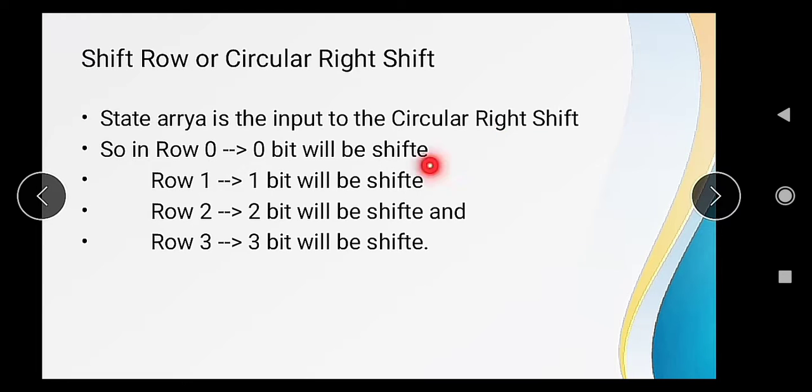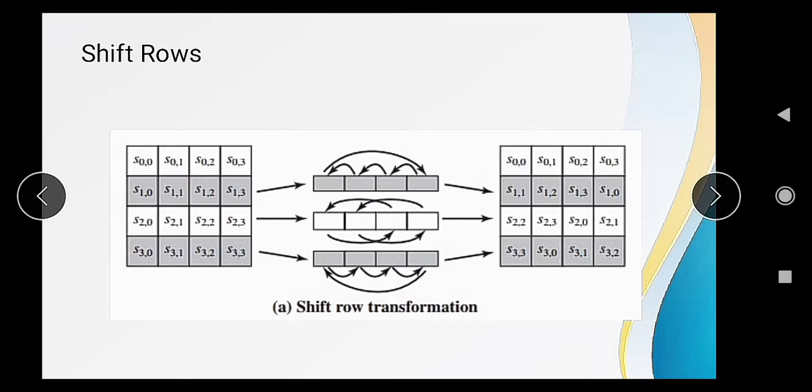In the first row, 1 bit will be shifted. In the second row, 2 bits will be shifted. In the third row, 3 bits will be shifted. Okay, so this is the idea behind the shift row or circular row shift. We can easily understand this process by using the diagram. In the diagram we can see we are not shifting any data in the S0 row, that is the 0th row: S00, S01, S02 and S03. So we are not going to shift any data in this row. So input and output are the same.